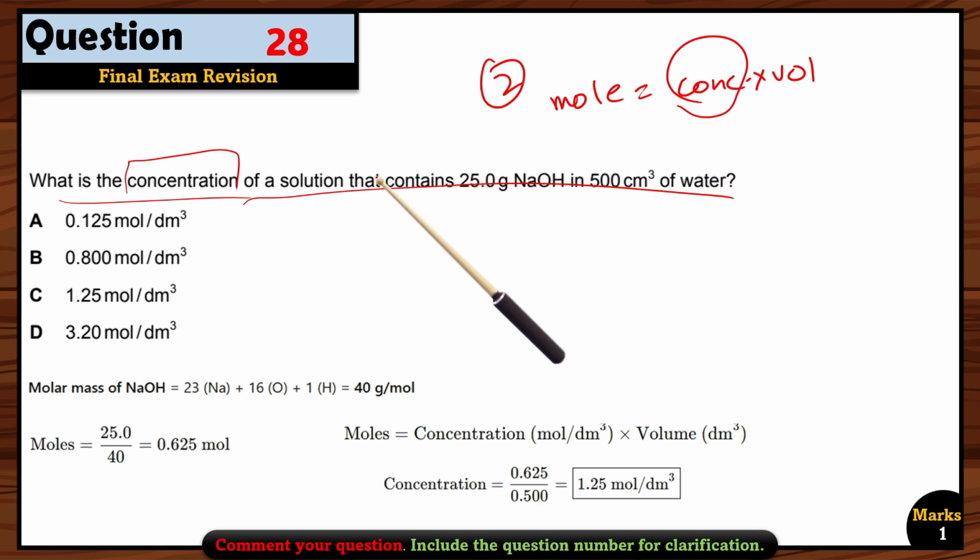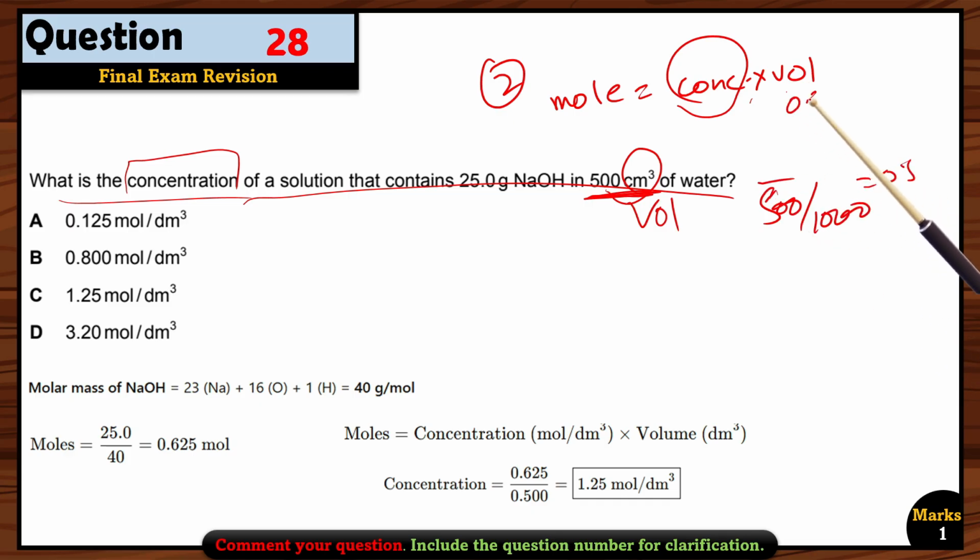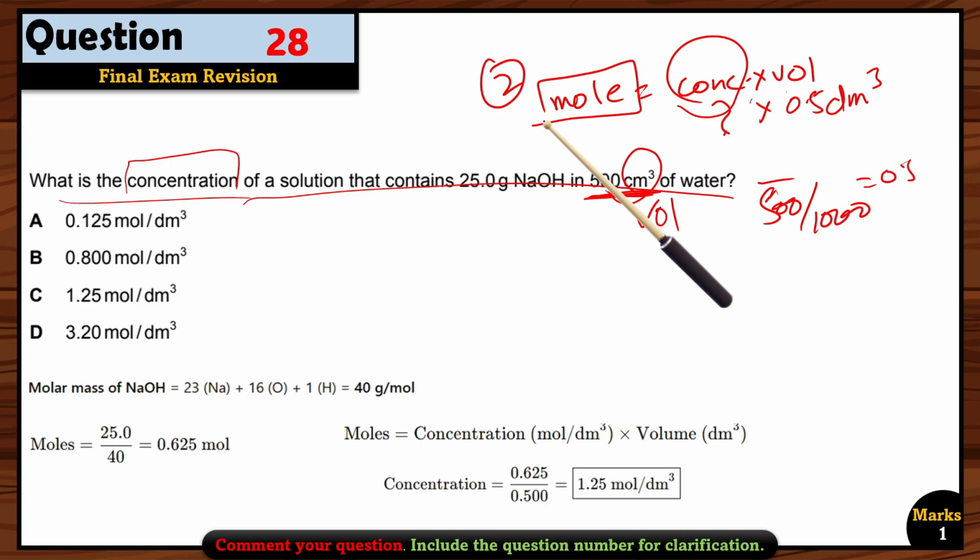So what is the concentration of a solution that contains 25 gram of NaOH in 500 centimeter cube of water? So centimeter cube means it's the volume. So we are already given. First we have to change it into dm cube. 500 over 1000. How much we will get? 0.5 dm cube, right?